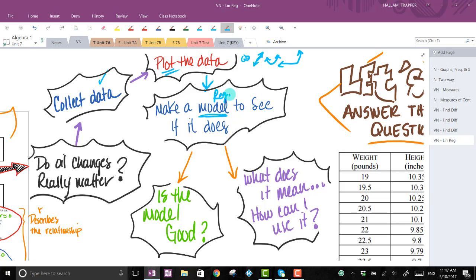Now, my only job then is to decide, is that a good model? Does it fit what it's showing there? Does it really look like a linear function is going to model that, or a quadratic or exponential? And then better yet, what does it mean? How can I use it? That's what we're going to do with regression. So let's take a look at that.